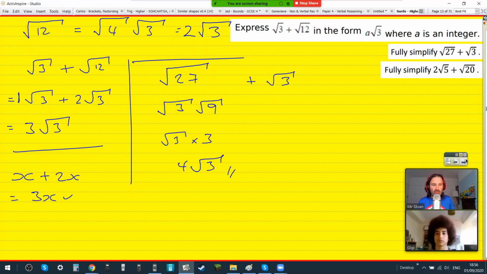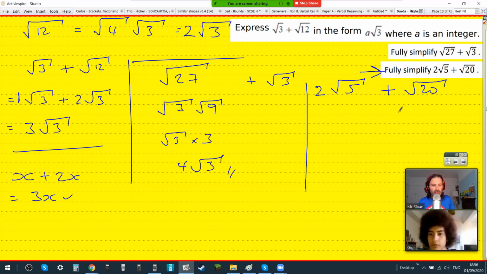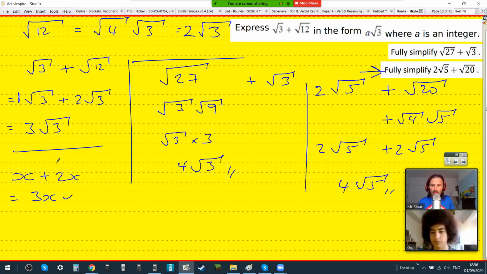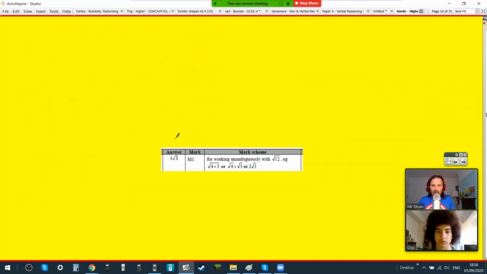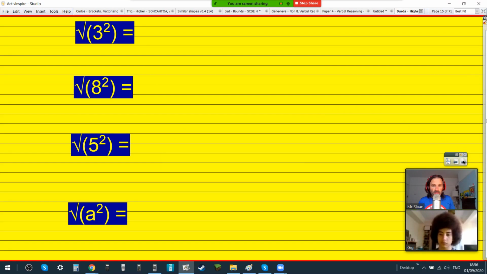Okay, let's solidify it. What's the last one? 2 root 5 plus root 20. Root 20 can be simplified to root 4 root 5, which is 2 root 5. So it will be 4 root 5. Looks good to me. 3 root 3, 4 root 3, 4 root 5. They're good.